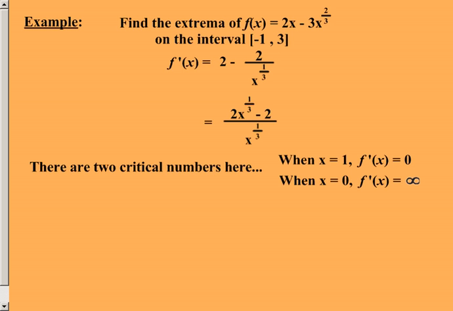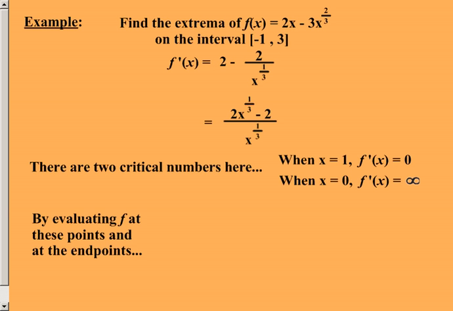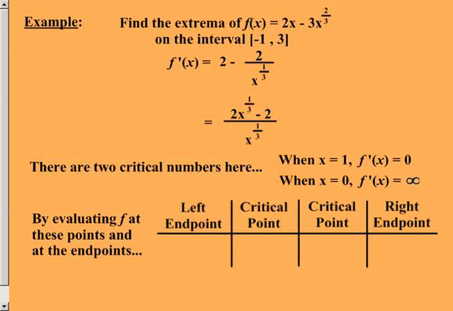And since we have a rational function, we also have the possibility of a vertical tangent line. Clearly that would happen when x equals 0, where the derivative would be undefined. So considering these two values in the domain, 0 and 1, and also the endpoints of the interval at -1 and 3, you should have had a chart that looks something like this.